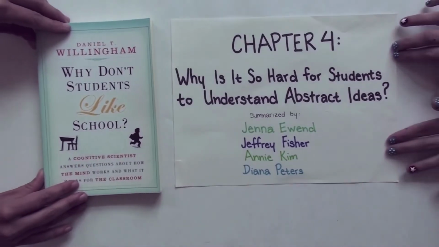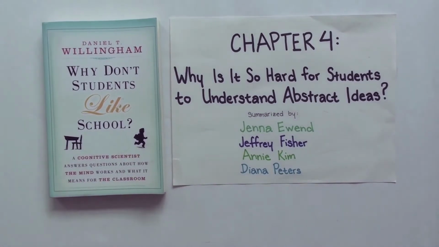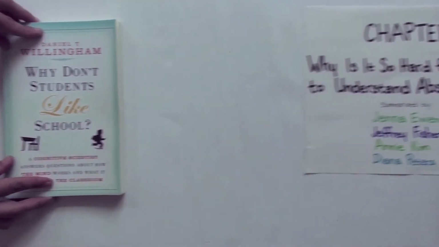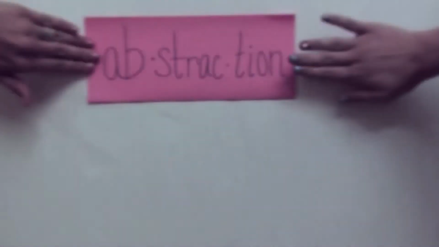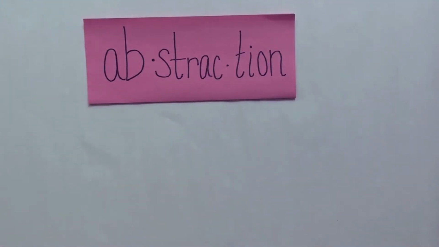The critical principle in Chapter 4 of Daniel T. Willingham's book, Why Don't Students Like School?, is that we understand new things in the context of things we already know, which is mostly concrete as opposed to abstract. Willingham uses the word abstraction, so let's begin by explaining what abstraction is.